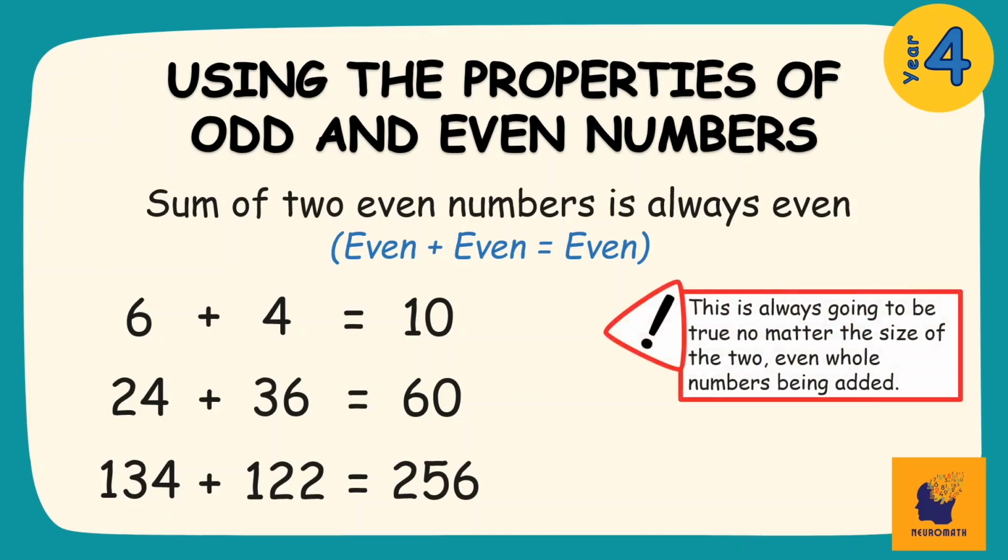What's also important to remember is that this condition is always going to be true no matter the size of the two even whole numbers being added. So even if I have something like a 6-digit even number being added with a 3-digit even number, my answer will still be an even number.